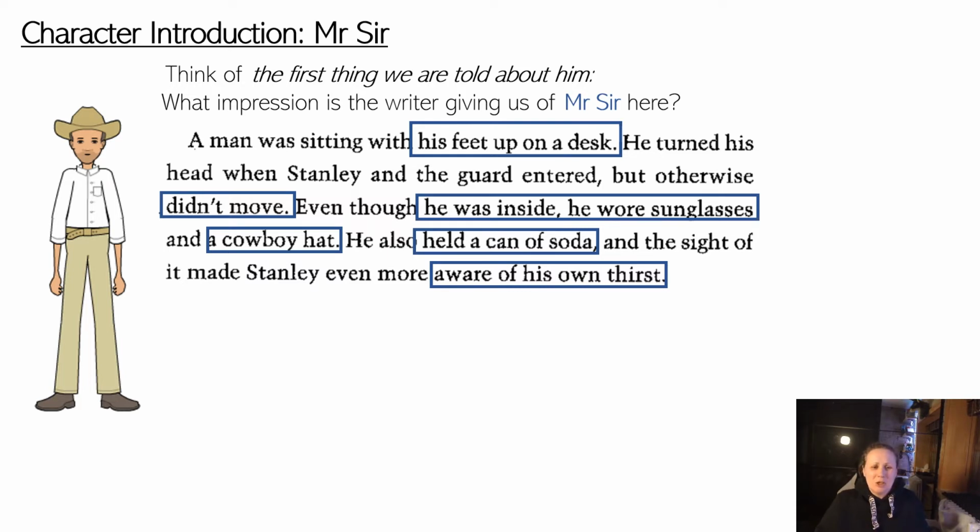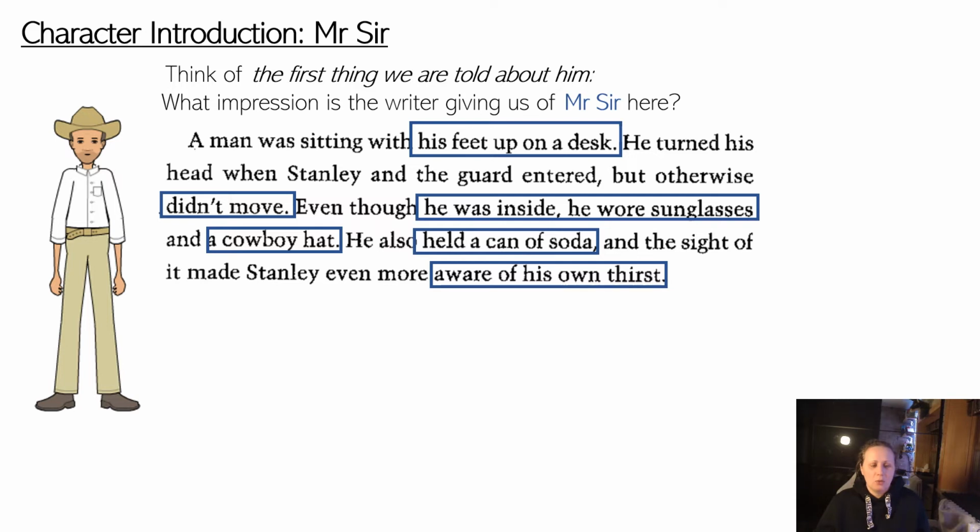Okay, so can we have a think then of just a few ideas, just some bullet points we can write down about in that first paragraph, what impression that makes us think about Mr. Sir. What does it make us think about him? So pause the video and see if you can just write down in your own words what it makes us think about him. Just bullet points, just notes. It's not a PEE paragraph or anything like that. Okay, so my answers coming up.